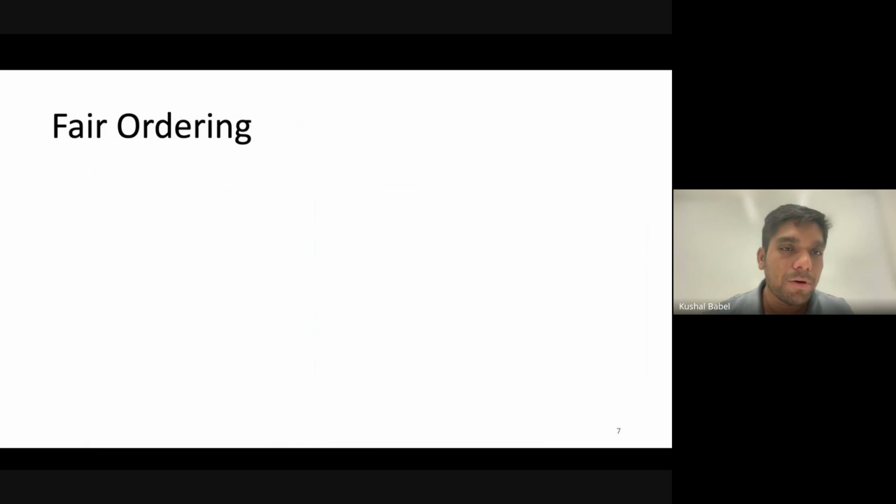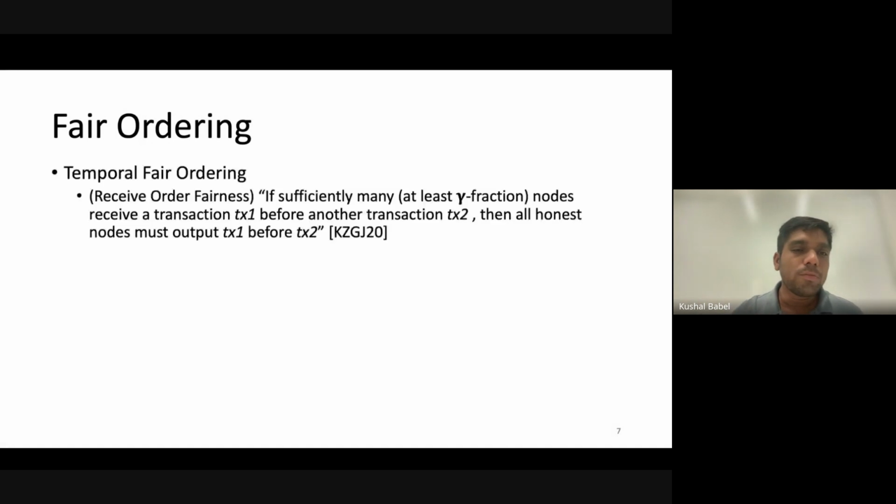The second approach to dealing with this problem is this line of fair ordering work. There are two broad categories in it. The first one is temporal fair ordering. In this approach, there's a decentralized protocol which gives you some assurance over front-running capabilities of an adversary. It says if sufficiently many nodes receive transaction 1 before transaction 2, then the output of the protocol will be transaction 1 before transaction 2. What that means is an adversary cannot front-run unilaterally. It has to front-run at a lot of places in order to get that priority, which makes it quite difficult.